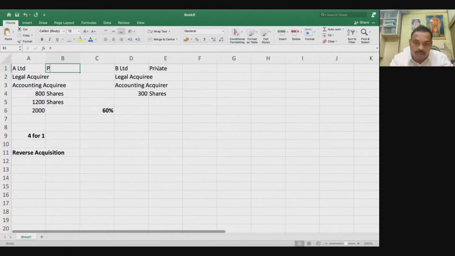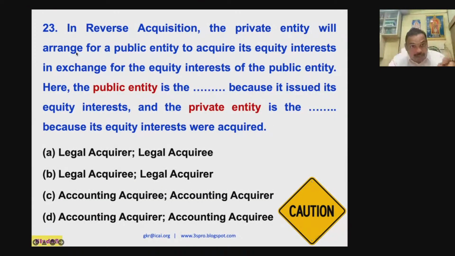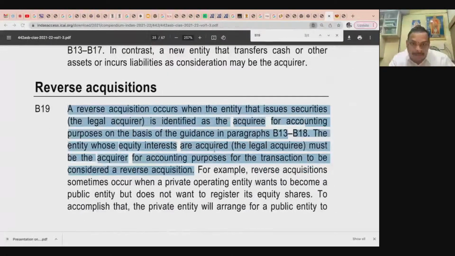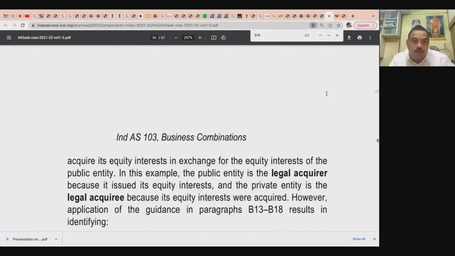And this is your public company. So your public company, look at this. The private company will arrange for a public company to acquire its equity interest in exchange for the equity interest of the public entity. Here the public entity is the, now look at this question. The private entity will arrange for a public entity to acquire its.